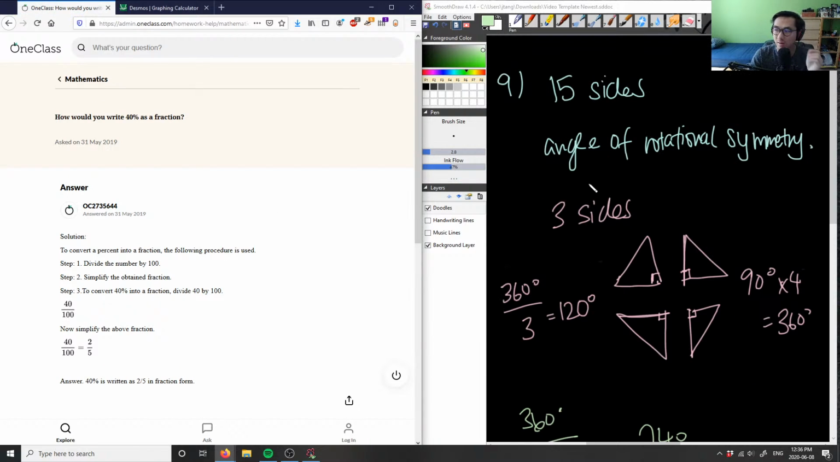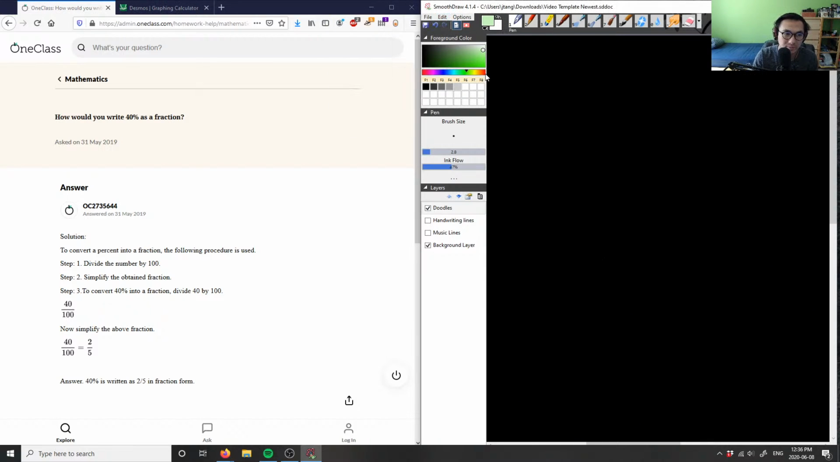All right, and I believe this here is the last problem for today, because I only have 10 problems for today. So the ask is, how would you write 40% as a fraction? Might end up a little early today. That's okay. 40% as a fraction.